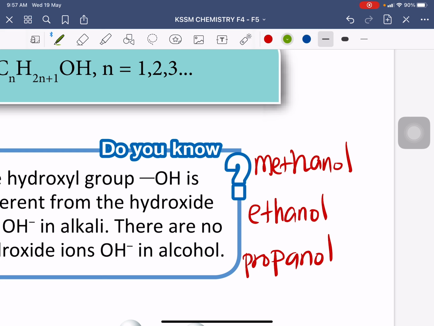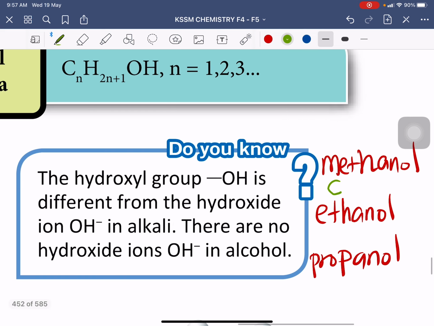For the first member, C starts from 1. C1, we omit 1, we do not write 1. H, 2 times 1 is 2, 2 plus 1 is 3. So CH3OH. This is the first member, which is the molecular formula of methanol.